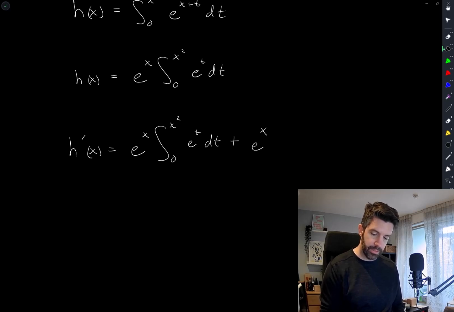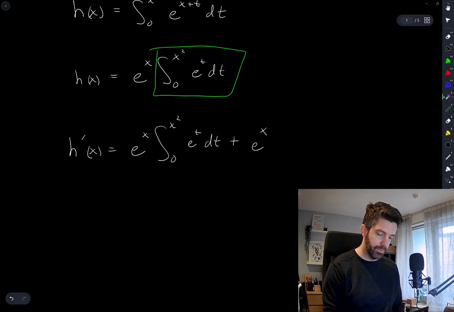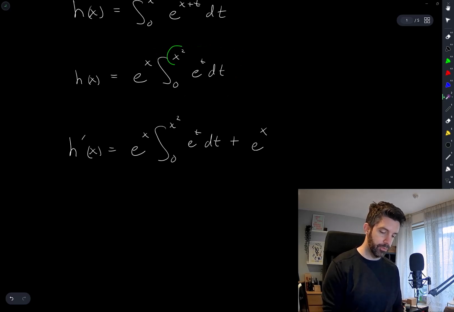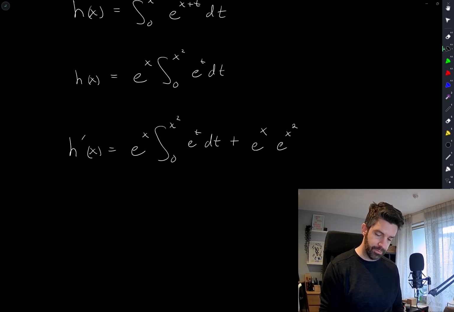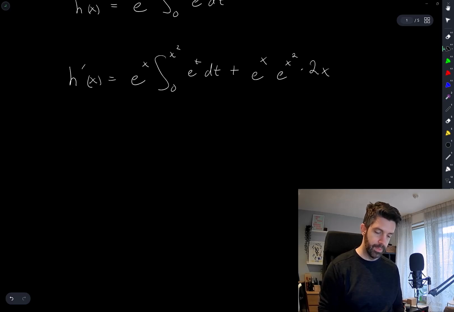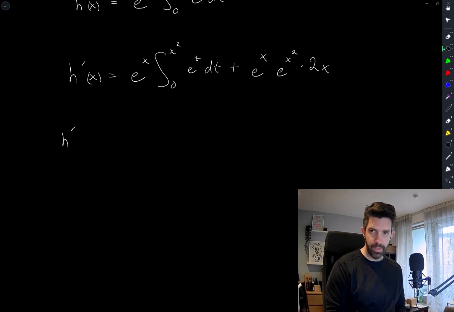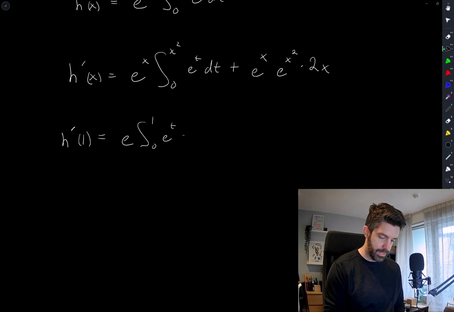And for the derivative of the second function, the fundamental theorem of calculus says I substitute the upper bound into the integrand. But then I also have to multiply by the derivative of this with respect to x, which is 2x. And then I need to evaluate this at x equal to 1. So this gives me e times the integral from 0 to 1 of e to the t dt, plus e times 2.